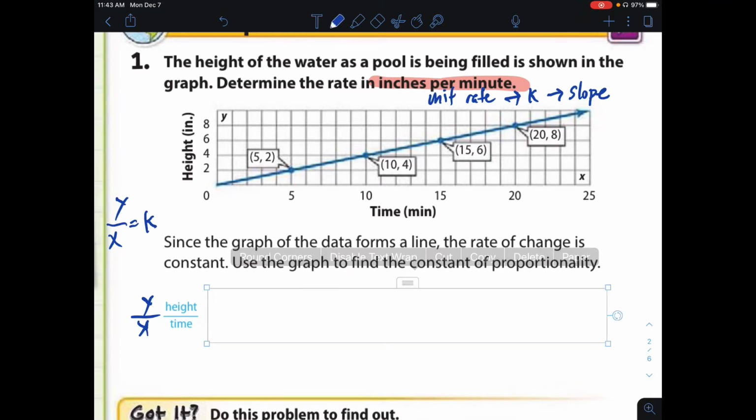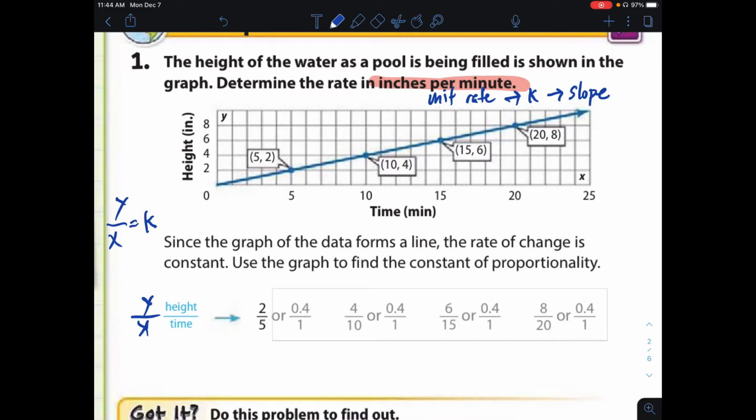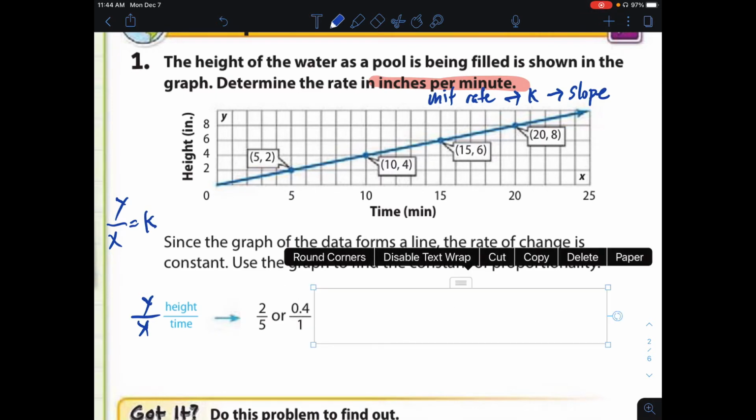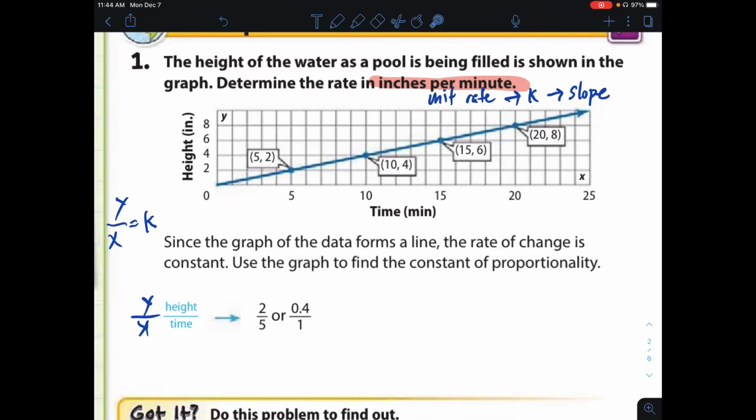So you have your height over time, which is y over x. Let's take a look at the first ordered pair. Again, your y is 2, your x is 5, so it's 2 over 5. If I make that into a decimal, you can use your calculator for this. We can do 2 divided by 5, which is 0.4 over 1. Getting the unit rate, so we divide this by 5, we also divide that by 5, which will give you that unit rate.